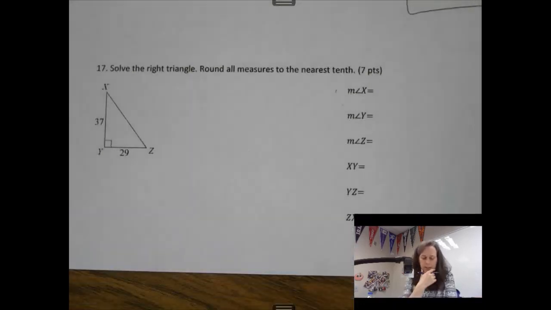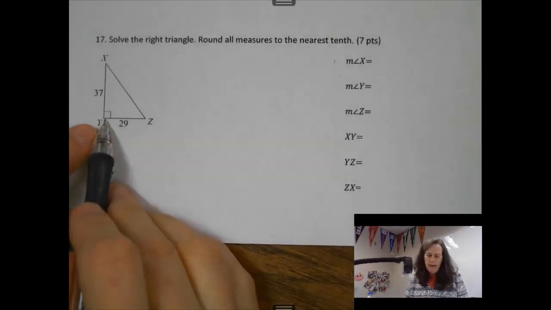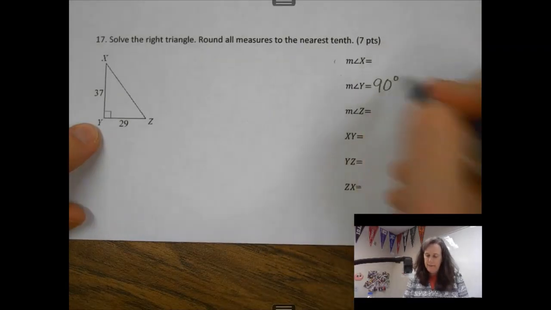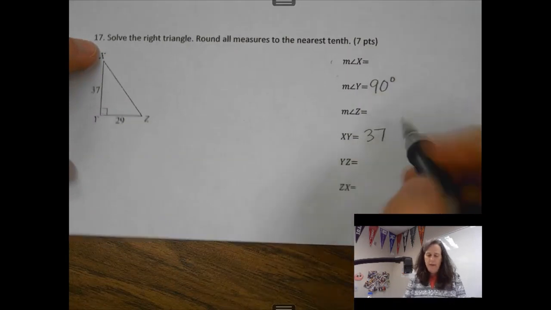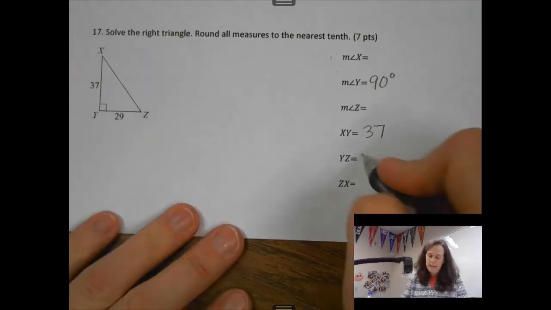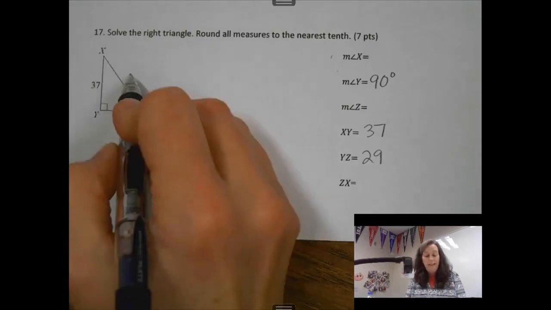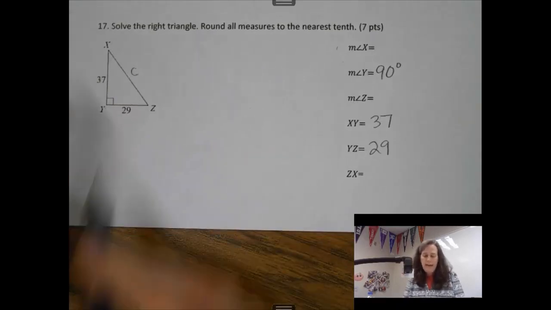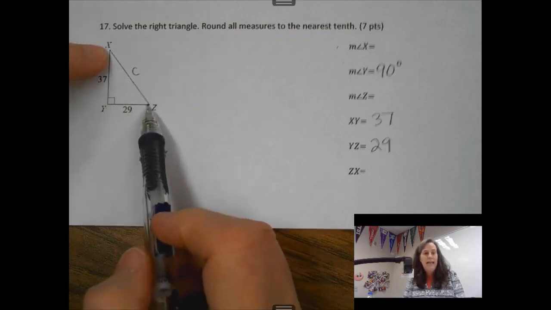All right, let's keep going then. So this says solve the right triangle. Remember when we did this, you find all three angles, all three sides. Solve it, measure to the nearest tenth. So let's put in what we've got. Angle y is the 90 degrees, so that one's done. XY is 37. YZ is 29. So we don't have the hypotenuse, which would be like the C. We can work on that. And then we'll have to use some trig functions to get our x and our z angles.